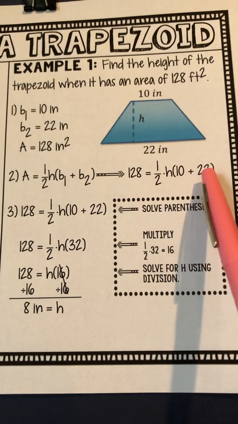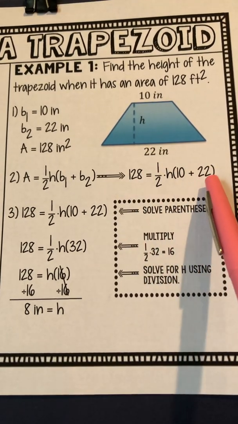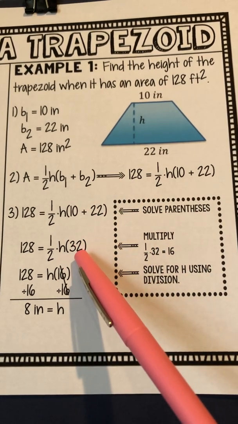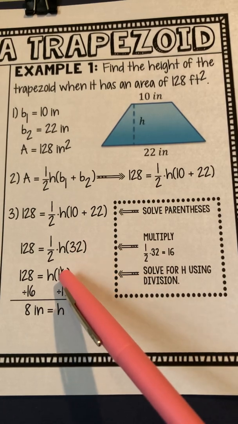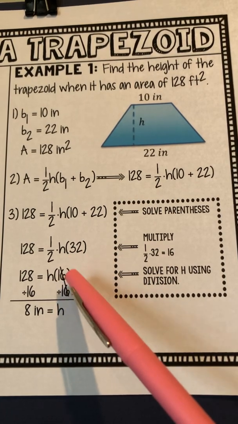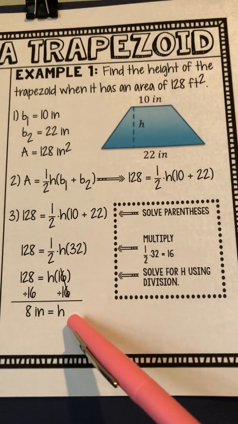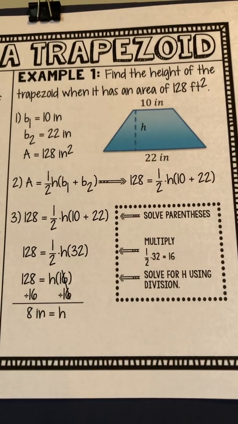Here's our H. Here's what we need to add together: base 1 plus base 2. So 10 plus 22. So over here we can simplify. 10 plus 22 is 32. 1/2 of 32 is 16. So here's 16 times H is left over. We have to divide by 16 on both sides. We're left with just H on the right. 128 divided by 16 is 8. So 8 inches, all right?